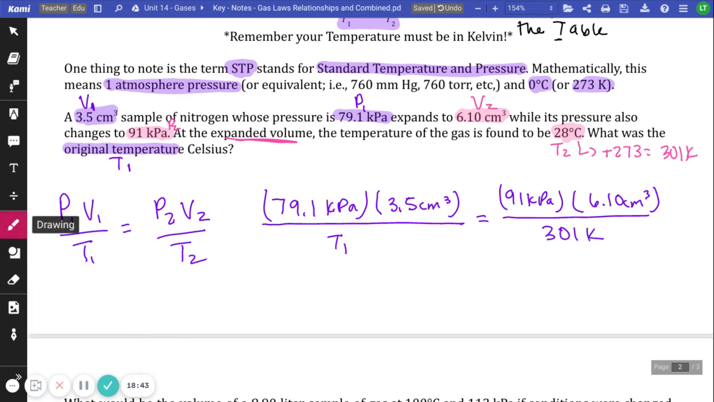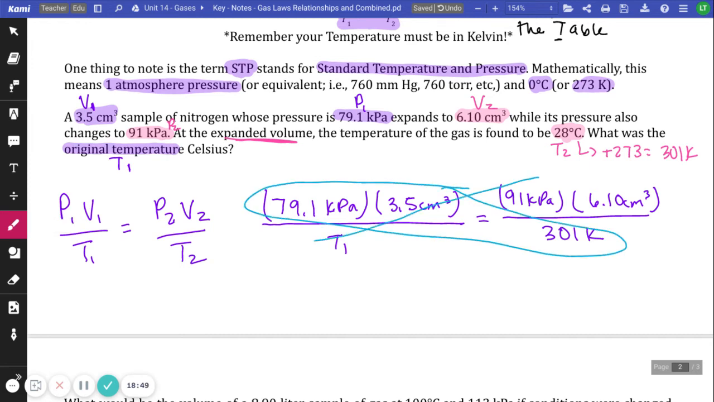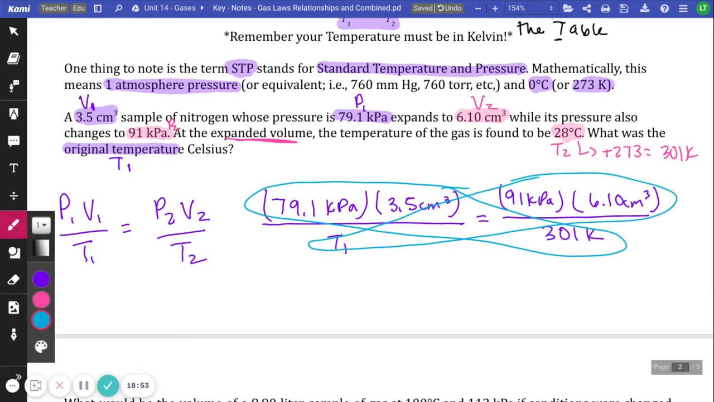All right, now to solve this, we're going to do some great cross multiplication. So I'm going to multiply all of these three numbers together, and all of this together in order to get my cross multiplication going there. All right, so go ahead, plug those on in, do your cross multiplication.